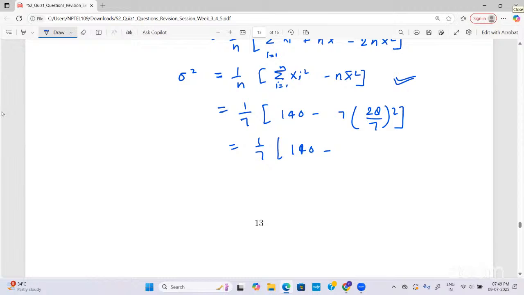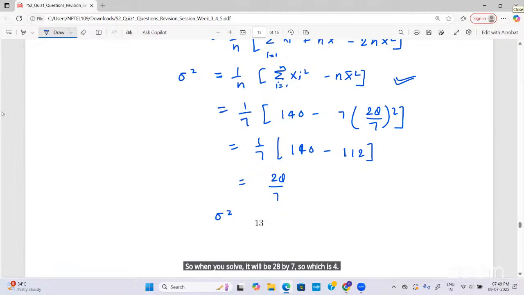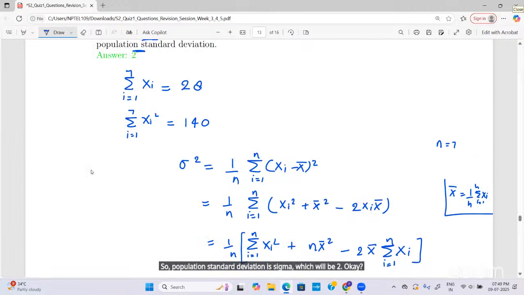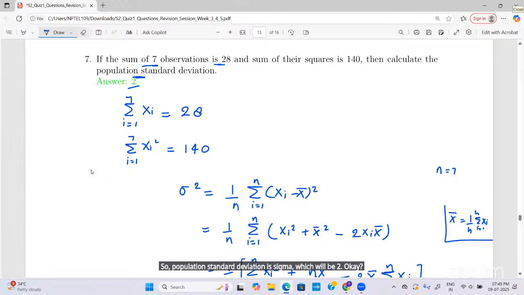Four. This will be 112, right? So when you solve, it will be 28 by 7, which is 4. So sigma square is 4. And we need population standard deviation, right? So population standard deviation is sigma, which will be 2. Okay. Answer is 2.